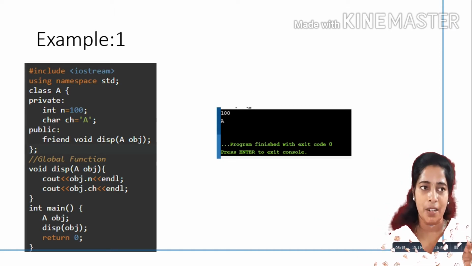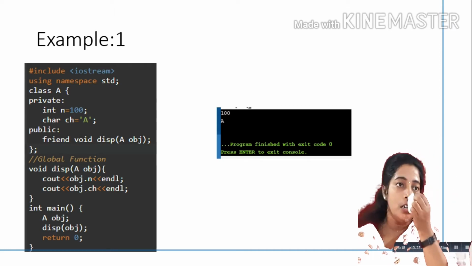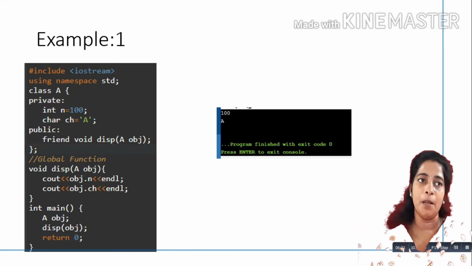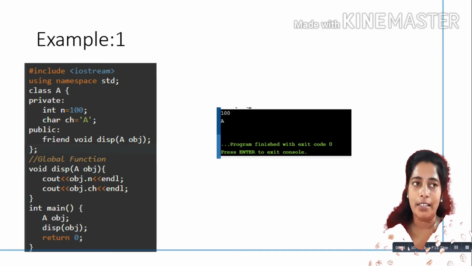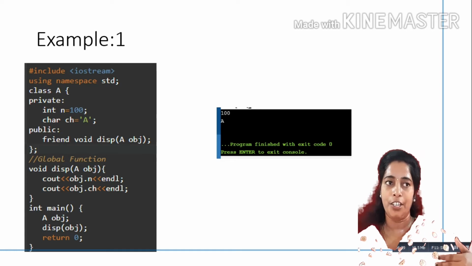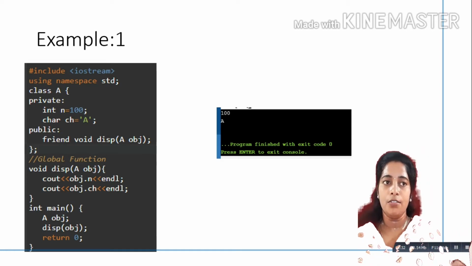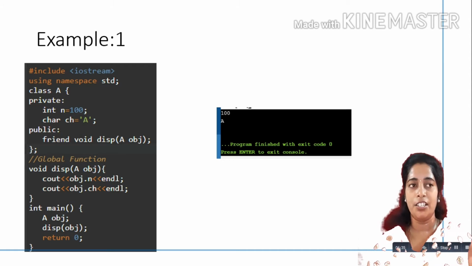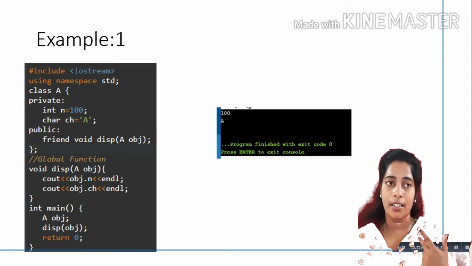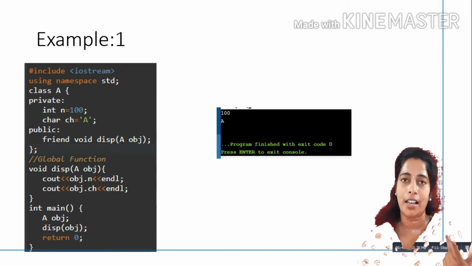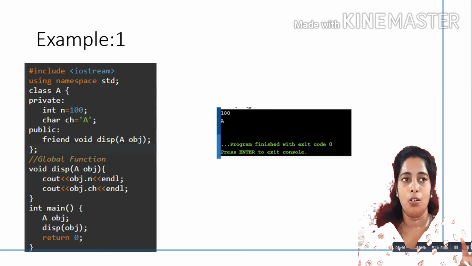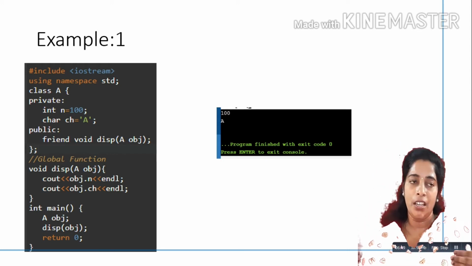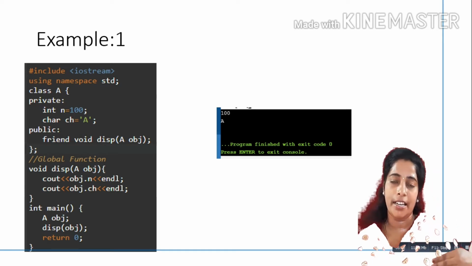So when we call this, the compiler directly goes to the friend function, friend void disp, and it comes to the declaration part. It is globally declared outside, and the definition is also globally defined outside. In the definition you see here, cout obj.n. Since it is a friend function, it is a friend to the class A, so it can access all the data variables of the class A. obj.n means it can access 100. obj.ch means it can access the value of ch. The value of ch is A here.